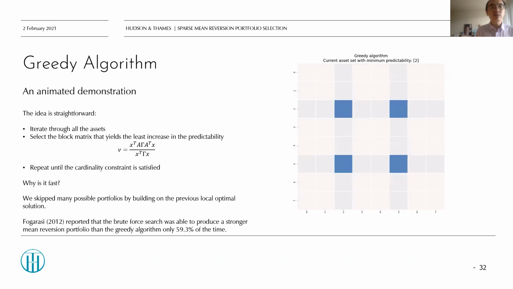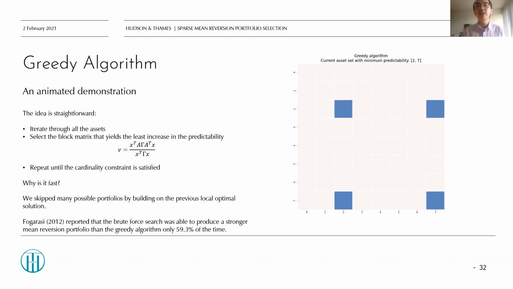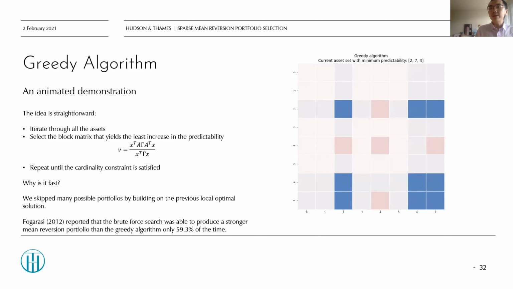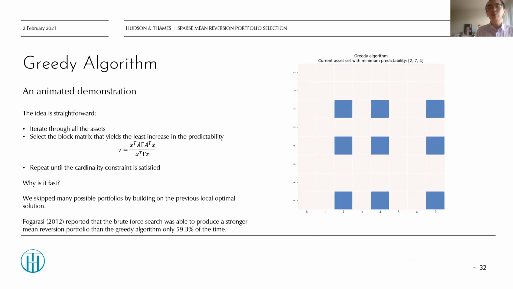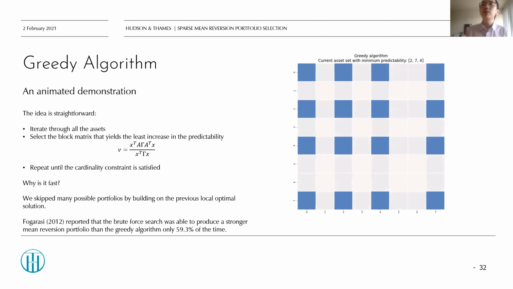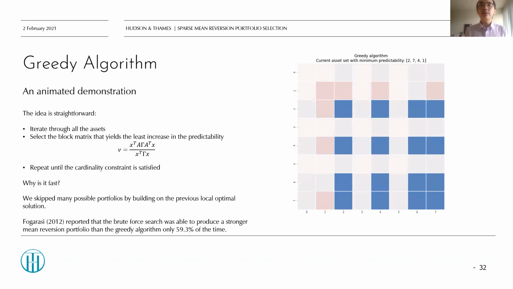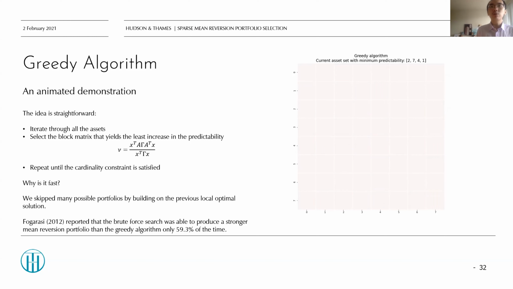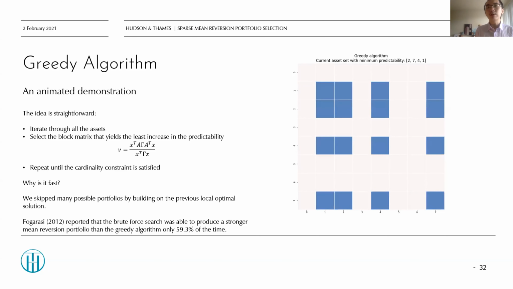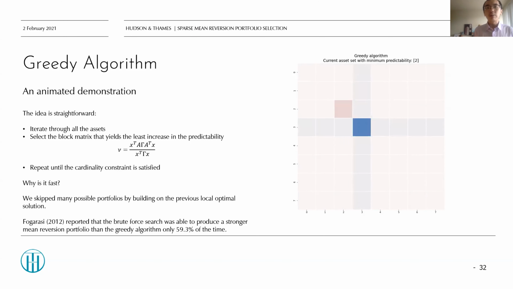And in the following study of the d'Aspremont paper, they reported that the brute force search was able to produce a stronger mean reversion portfolio than the greedy algorithm only 59.3% of the time. So you can see that more than half of the time you will get a very optimal solution. So I think a greedy algorithm is your go-to choice if you just want to explore the possible portfolios you can form out of a vast asset universe.